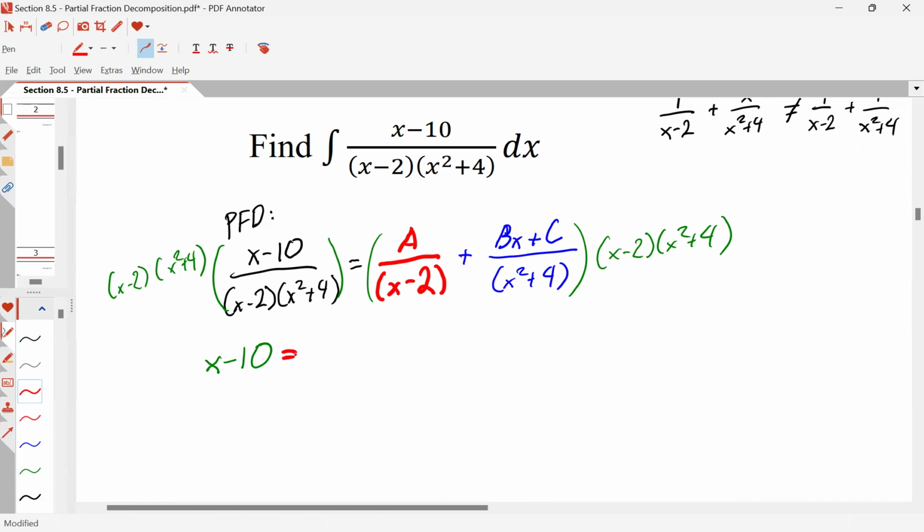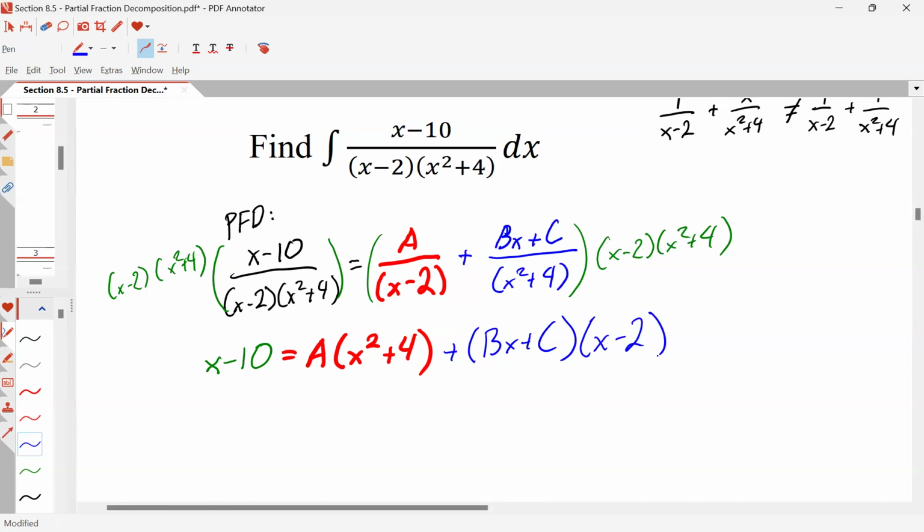For the right-hand side, when I multiply, the x - 2 and x - 2 will cancel when I multiply by A to get A times (x² + 4). And when I multiply by the Bx + C, the x² + 4s will cancel, and we'll be left with an x - 2.